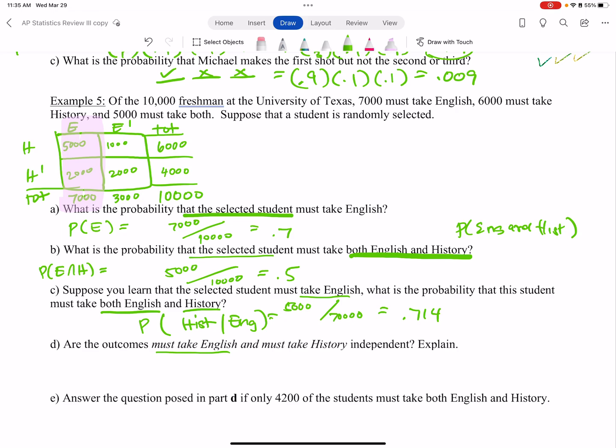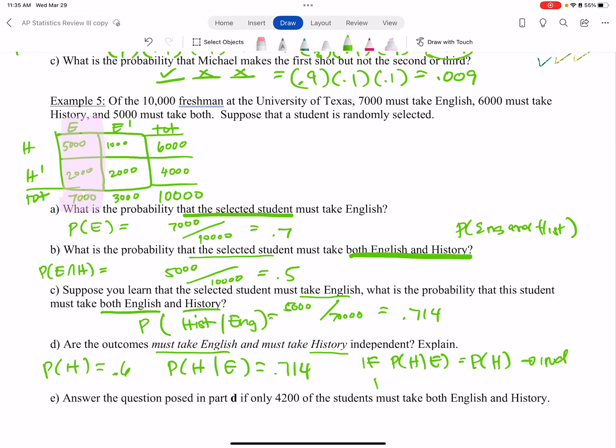And then, of course, if I say, are the outcomes of English and history independent? So what's the probability of history? The probability of history is, of course, 0.6, because it's 6,000 out of 10,000. Probability of history given English is 0.714. And so I would say if the probability of history given English equals the probability of history, then they are independent.